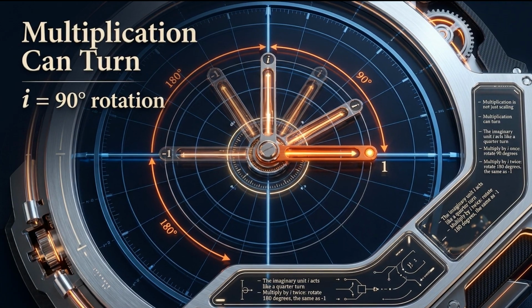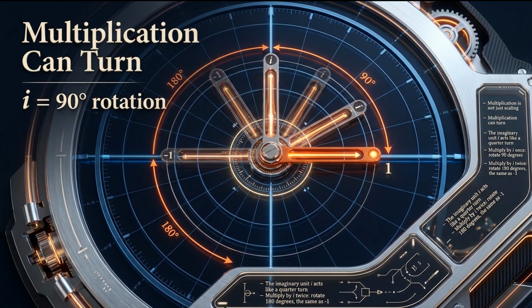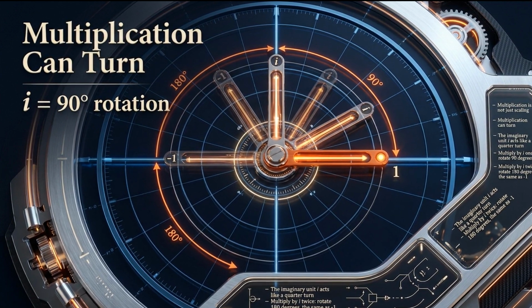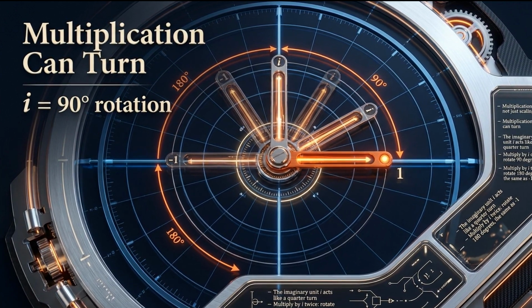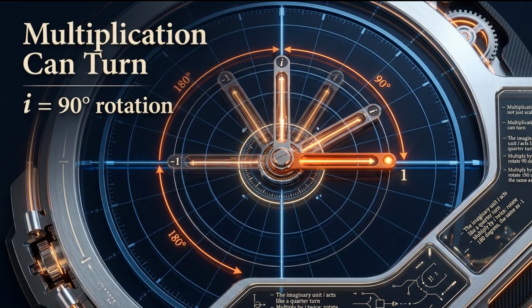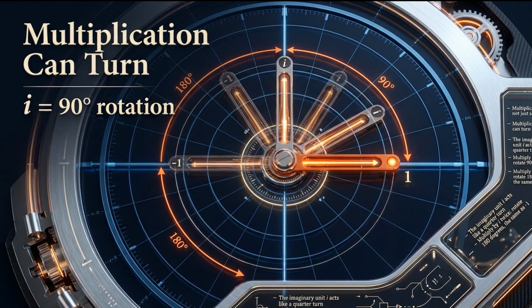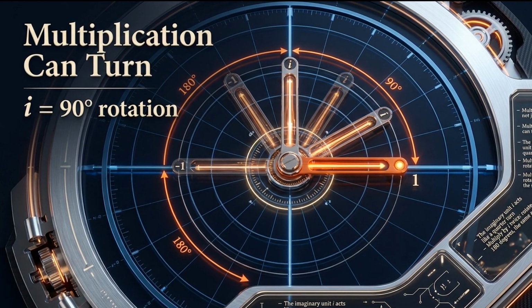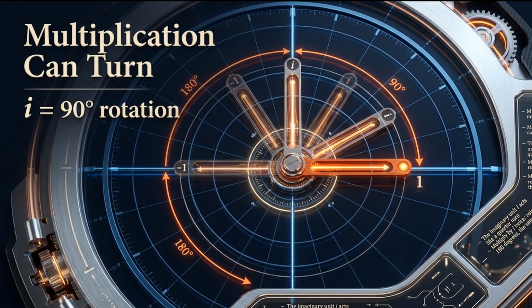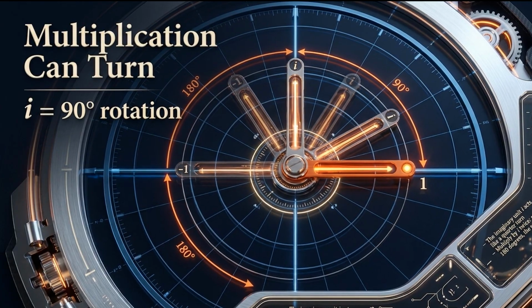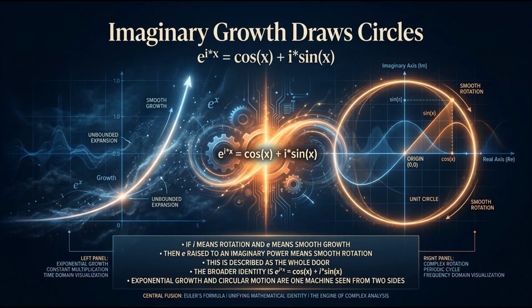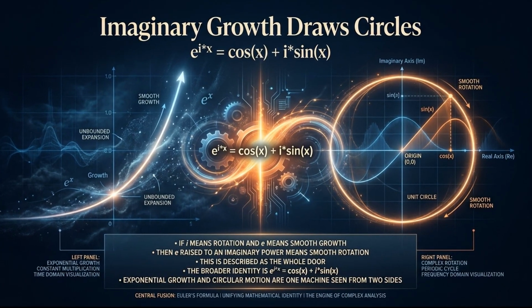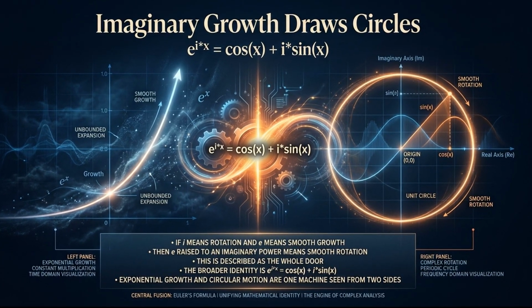Before that translation, circular motion belonged to trigonometry. Growth belonged to exponentials. Imaginary numbers were allowed, but with doubt. People could use them in algebra. They struggled to picture them. Then the complex plane gave imaginary numbers a stage. On that stage, a number has 2 coordinates. The horizontal direction is real. The vertical direction is imaginary. A point like 3 plus 2i means 3 steps right and 2 steps up.